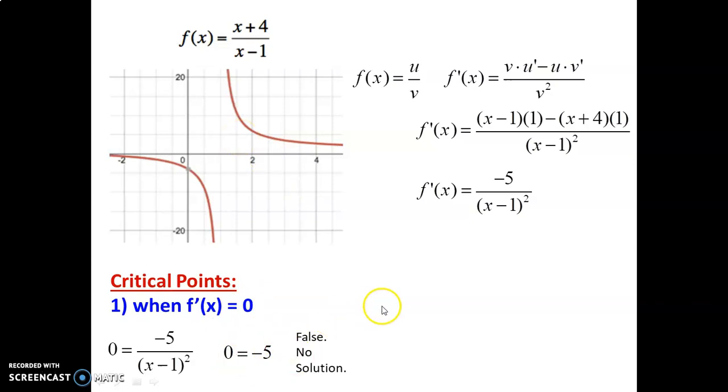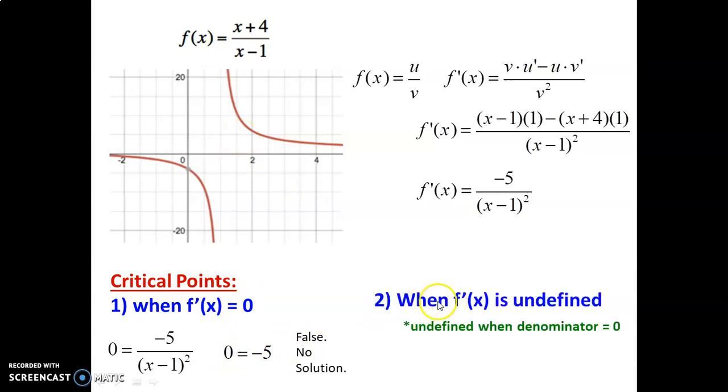So let's look at our other critical point. The other critical point occurs when the derivative is undefined. And we know a function that is a fraction is undefined when the denominator is 0. So let's set the denominator equal to 0 and see when that occurs. Solve x minus 1 equals 0. That means x equals 1. So we found out when x equals 1, this thing is undefined.